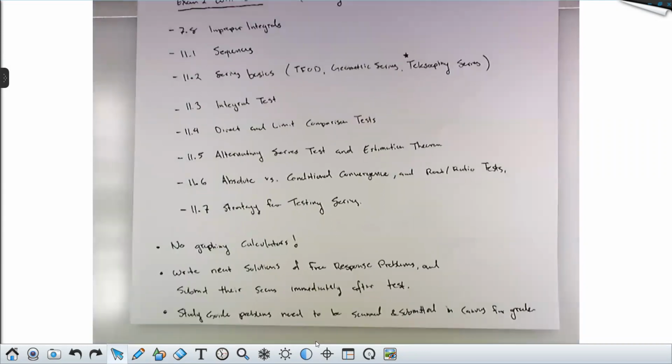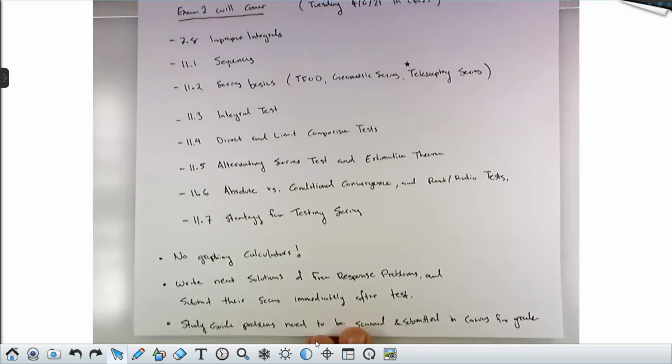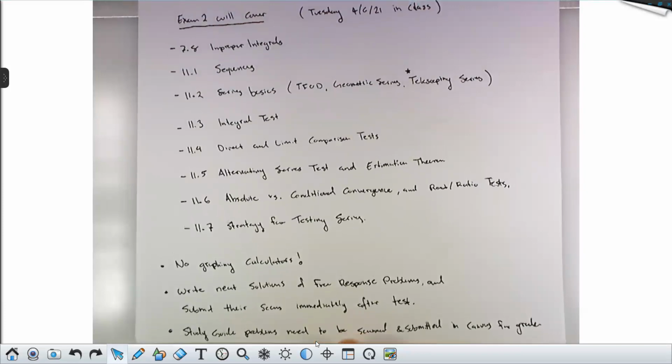Are there any kind of questions for me about this stuff? Procedural things, or what's on the test, or what you need to do for the test? Okay. So that's the material for exam 2.